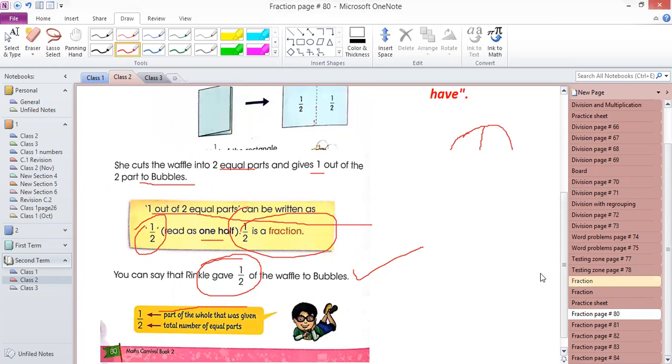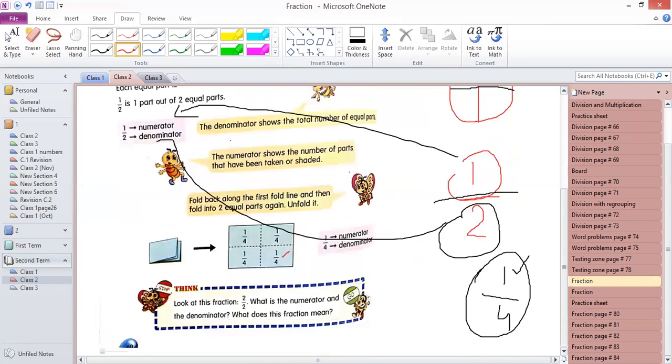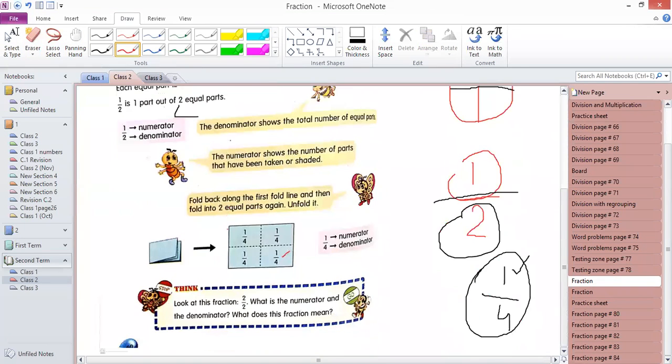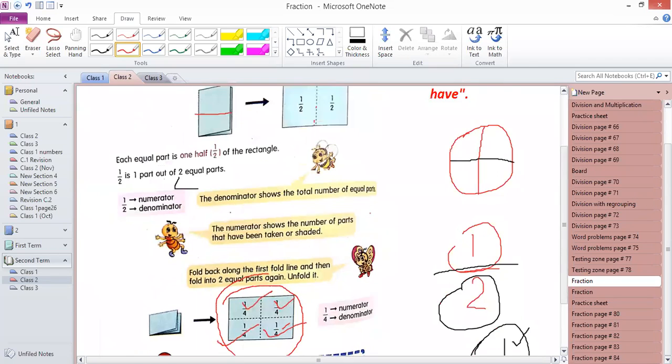Come to the fraction, this fraction again. Guys, this paper which you fold, if you fold it one more time before unfolding, and then you unfold, you will see that it is divided into 4 equal parts. And each part of this paper is now 1/4.